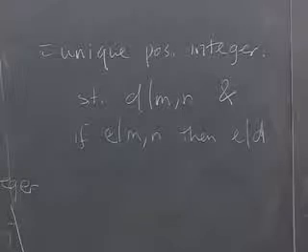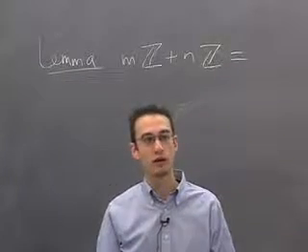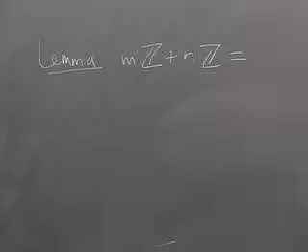Now, the main fact that I want to prove about GCDs is that they have a relationship to the group structure or subgroup structure on Z that we've studied so far. Yes? Question?